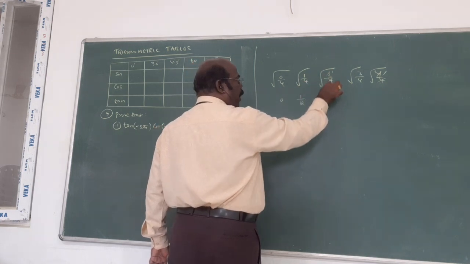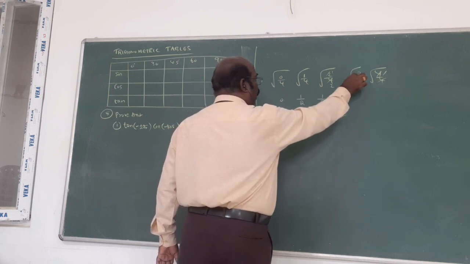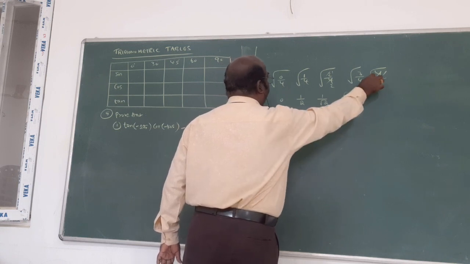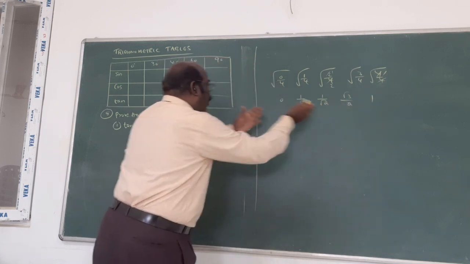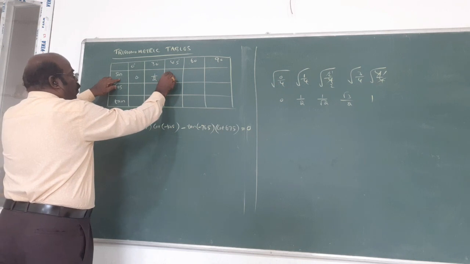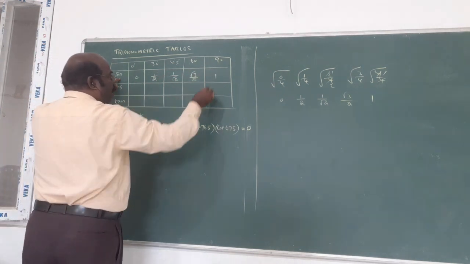Next, 2 by 4, that is 1 by 2. Root of 1 is 1 divided by root of 2. Am I right? Root of 3 by 4: root of 3 by root of 4 is root 3 by 2. Root of 4 by 4 is root of 1, which is 1. In this way, you will write the answer for sine: 0, 1 by 2, 1 by root 2, root 3 by 2, 1.